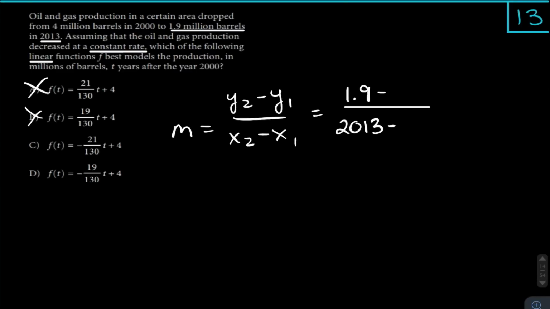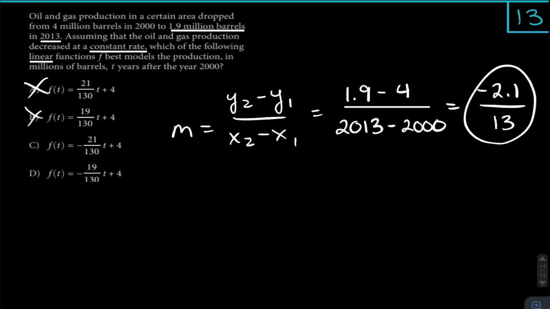We subtract. We know that we had 4 million barrels in the year 2000. And so we just go and subtract here. Here we're going to get, in the numerator, a negative 2.1. In the denominator, we're going to get a 13. And so you see we have a negative 2.1 over 13. That doesn't seem to match what we have here, does it? I mean, here we have 130 in the denominator.